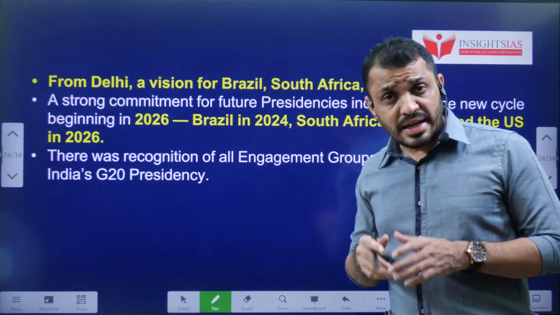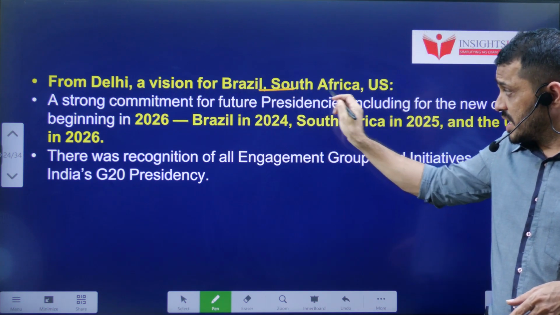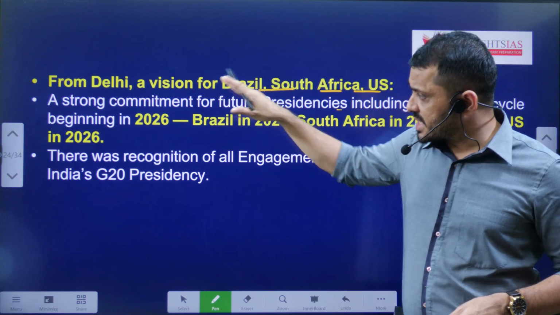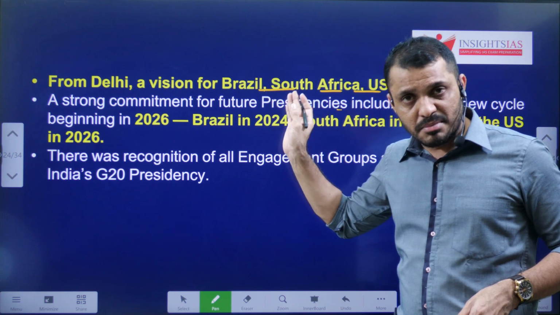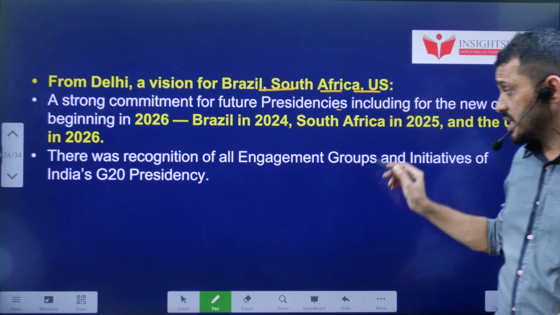Next, in the ending, it was also saying that from Delhi, a vision for Brazil, South Africa and US. This was the conclusion, because the next summits are going to be hosted by these countries: Brazil in 2024, South Africa in 2025, USA in 2026.